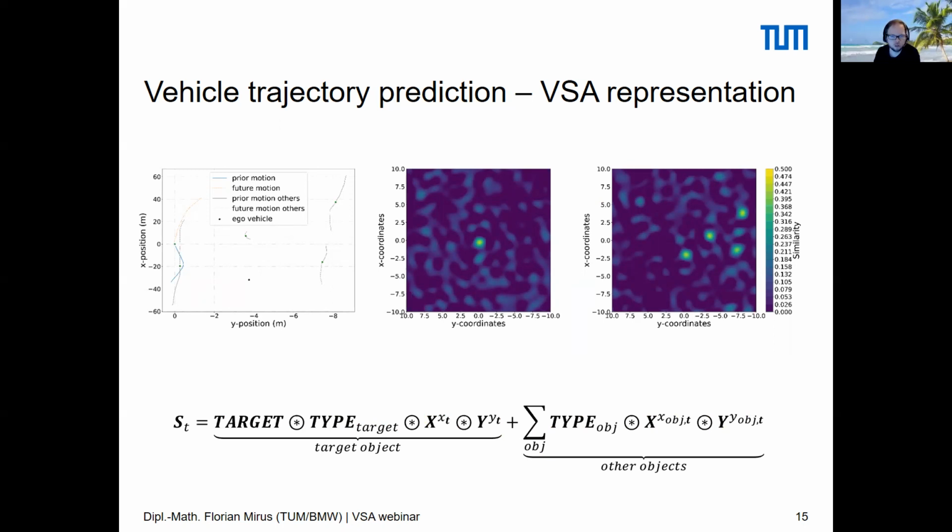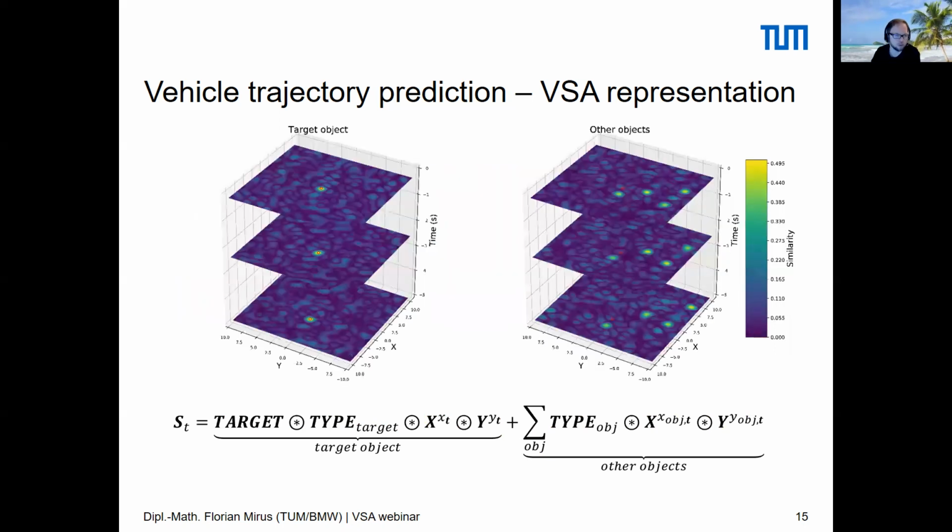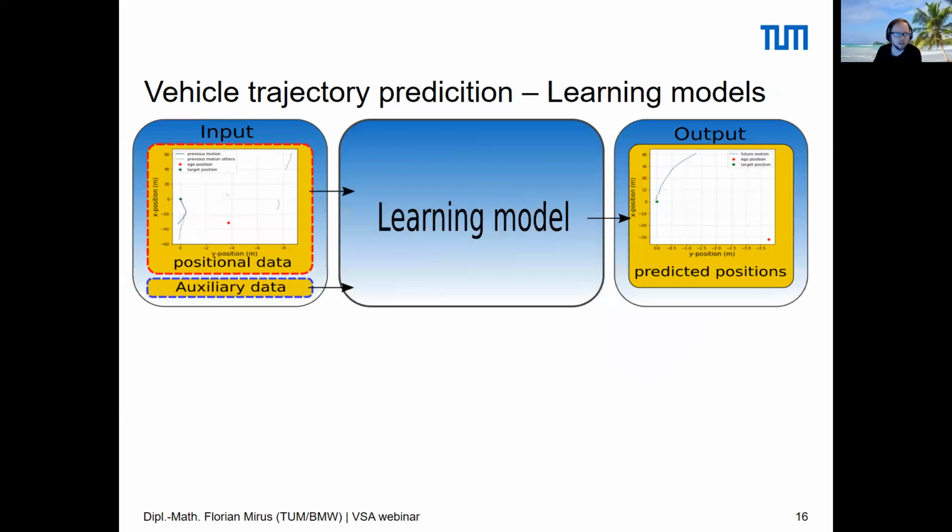Since for the vehicle trajectory prediction task we are interested in sequential data, so the sequence of the past 5 seconds, we simply generate one vector for each moment in time. So every hyperplane in this plot is basically one vector used as input data for the learning models. And these are the learning models that we're using. We're using the positional data and, depending on the model, some auxiliary data, put that into a learning model and try to predict the position of the target vehicle.